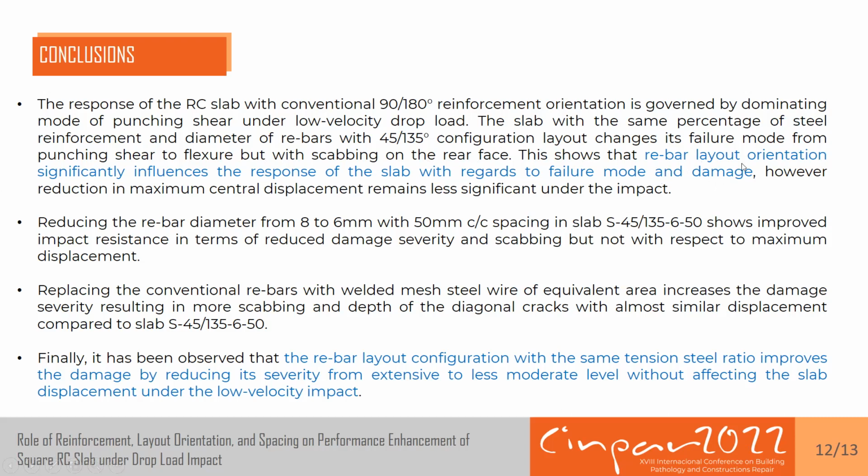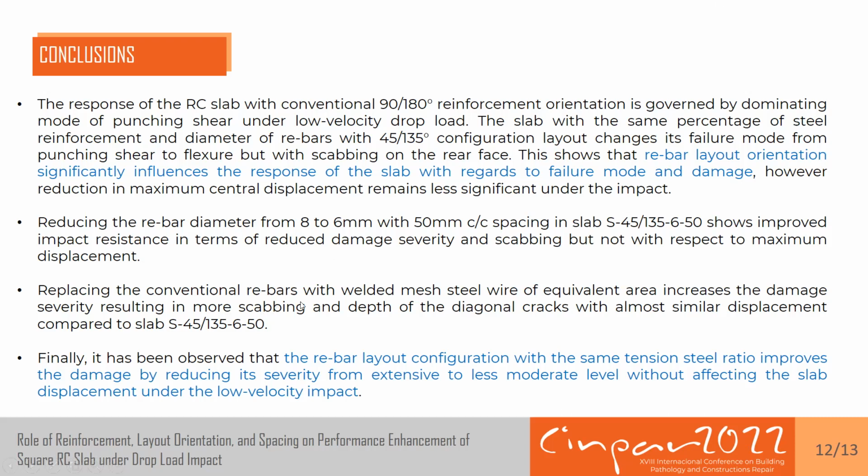This shows that layout orientation significantly influences the response of the slab with regards to failure mode and damage. However, reduction in maximum central displacement remains less significant under the impact. Reducing the diameter of the reinforcing bar from 8 to 6 mm with 50 mm spacing center to center in slab S45-135-650 shows improved impact resistance in terms of reduced damage severity and scabbing, but not with respect to maximum displacement.